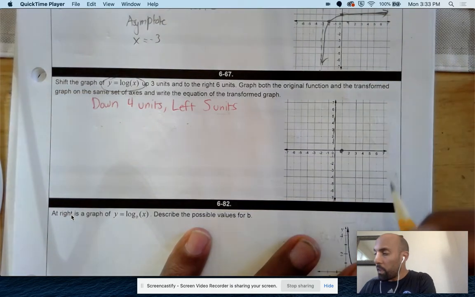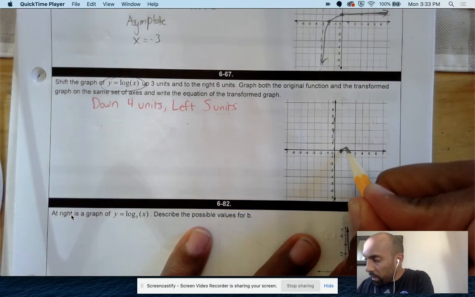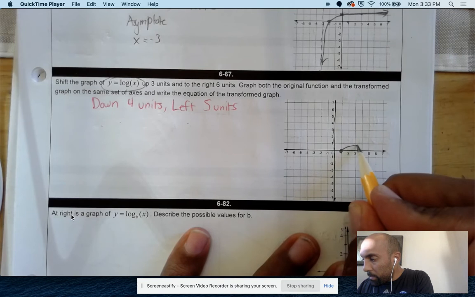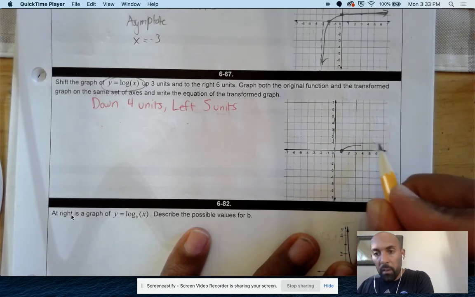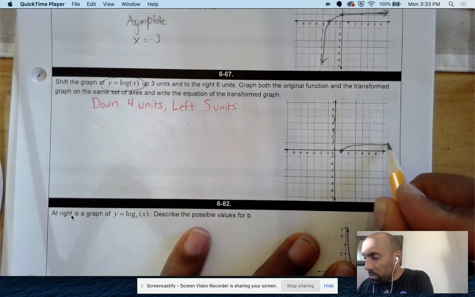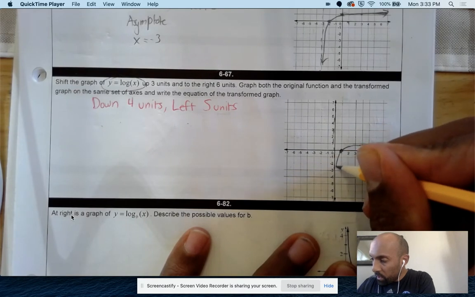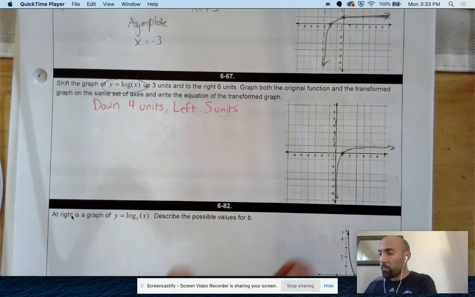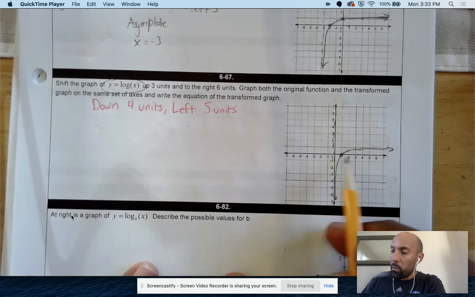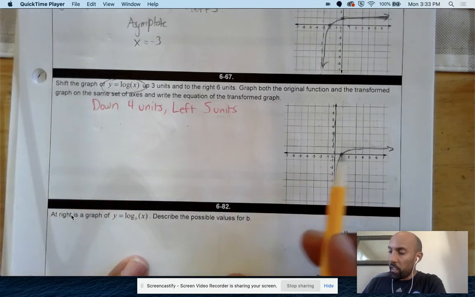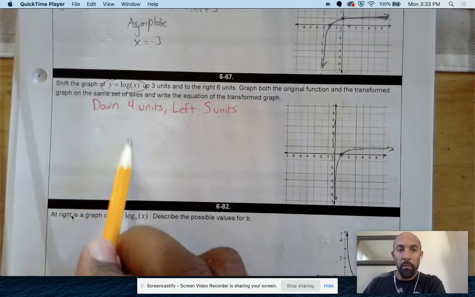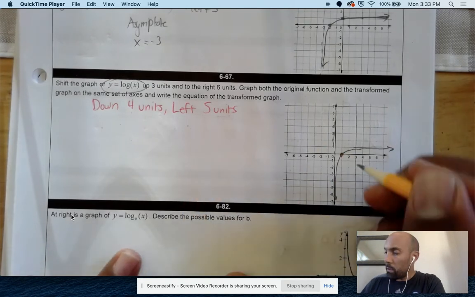It's going to go through this point 1. Remember what I told you, it doesn't get up to this value of 1 until it gets to 10. So it kind of just goes off in the direction that way. So that's a log base 10. All right, so we're going to look at this graph and shift it down 4 and then left 5.